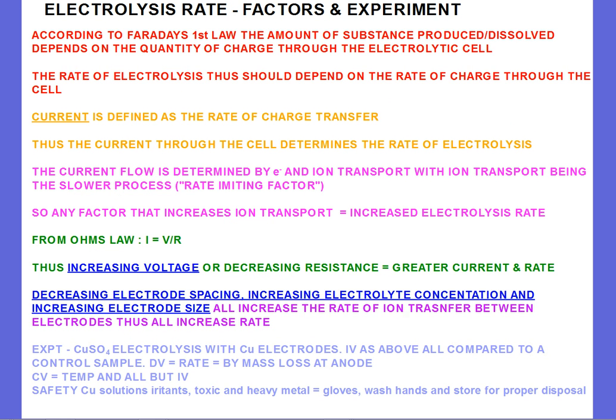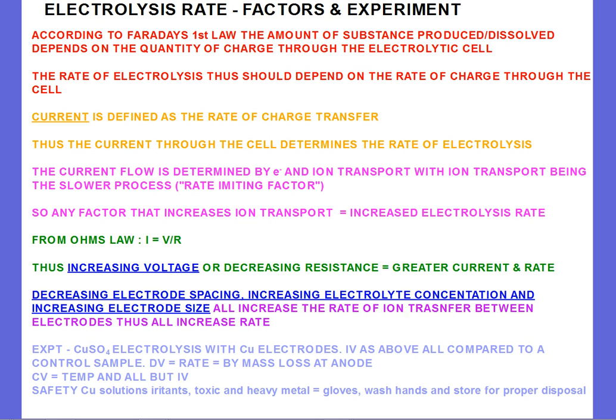So what factors affect the rate of electrolysis though? And that links to our electrolysis experiment. Now according to Faraday's first law, the amount of substance produced or dissolved depends on the quantity of charge through the cell, and the rate of electrolysis thus should depend on the rate of charge through the cell. And by definition, current is the rate of charge. So the current through the cell determines the rate of electrolysis.